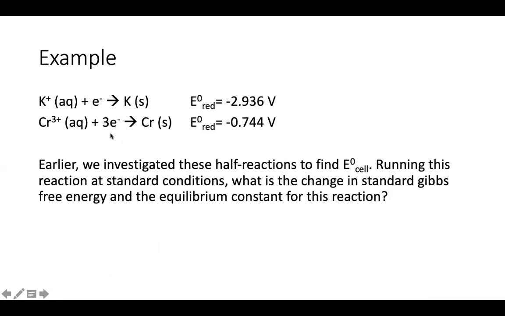Okay, so let's look at an example, and you'll notice that this is the same example as the second example we went through, right? It's the same equations. So earlier, we investigated these half reactions to find our cell potential. Running this reaction at standard conditions, what is the change in standard Gibbs free energy and the equilibrium constant for this reaction?